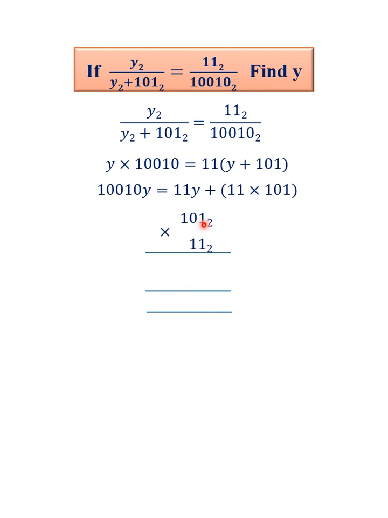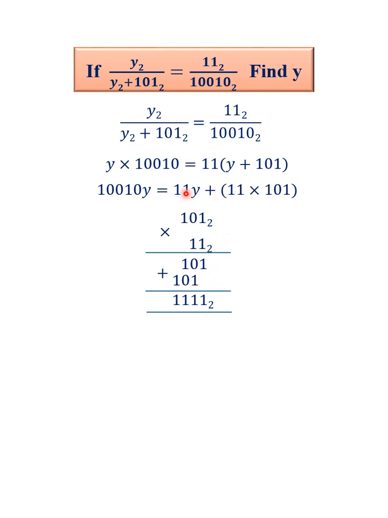1 multiplies 101 should give us 101. 1 multiplies 101 should give us 101. And then we add 1 plus, there's nothing here, that gives us 1. 0 plus 1 is 1. 1 plus 0 is 1, and then 1. So this is 1111 in base 2. So the product of this and this gives us 1111 in base 2. So we are going to put this here and solve the equation further.